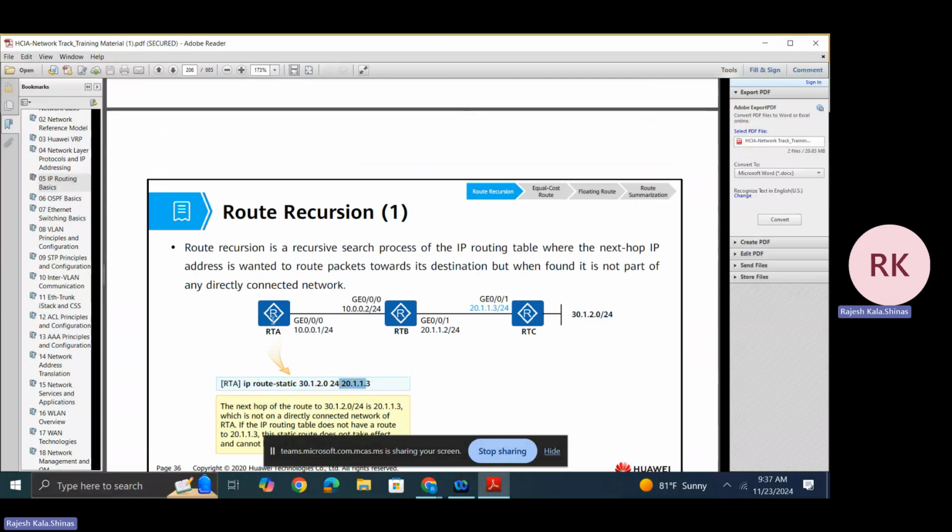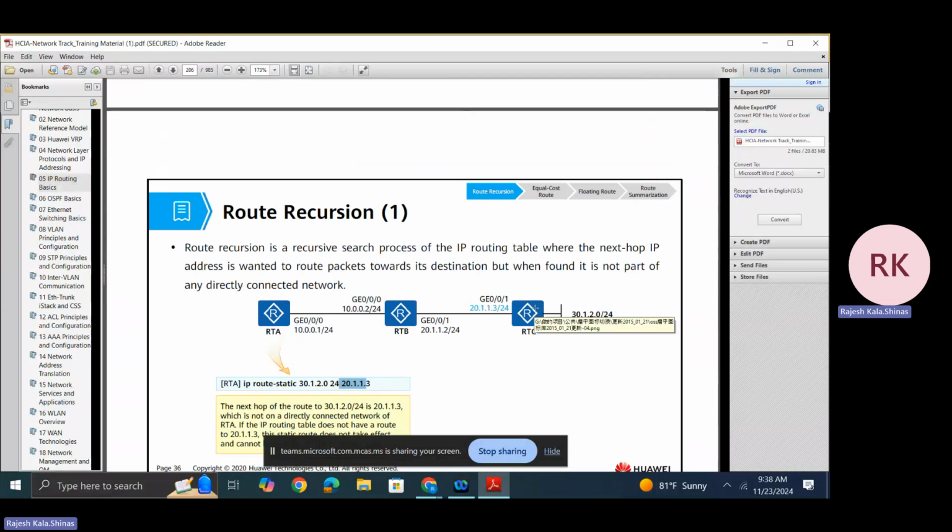Usually, the next hop IP will be the IP address of your next router, right? Whichever router is connected to you, its IP should be there. So in that case, it should be 10.0.0.2, but I wrote 21.1.1.3. This 21.1.1.3 actually belongs to this router's interface G0/0/1. So this router cannot reach it using this, because there is no connection between this and this.